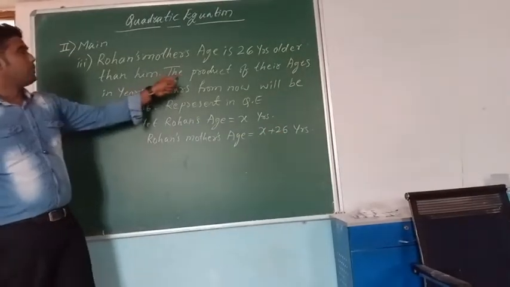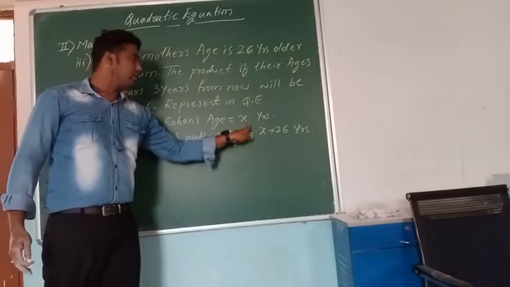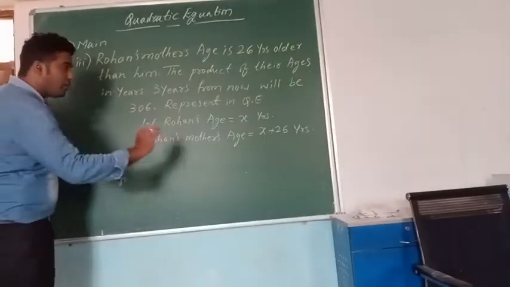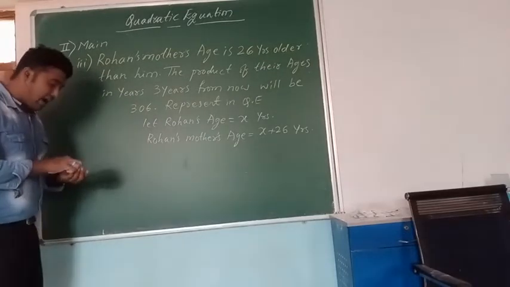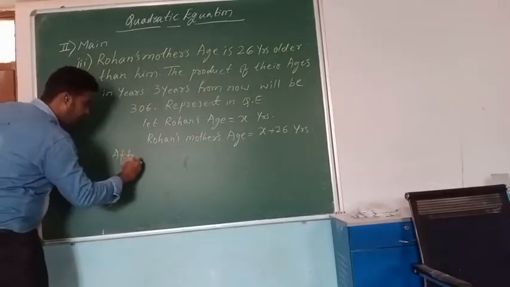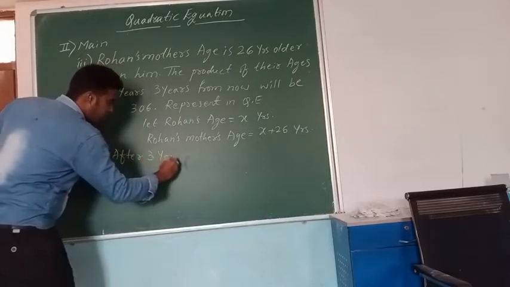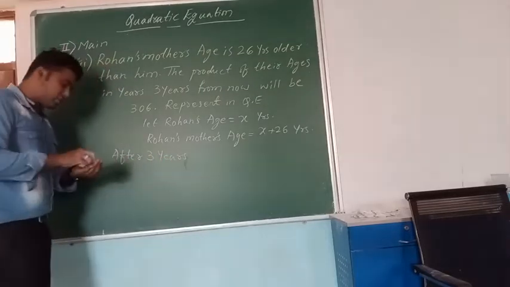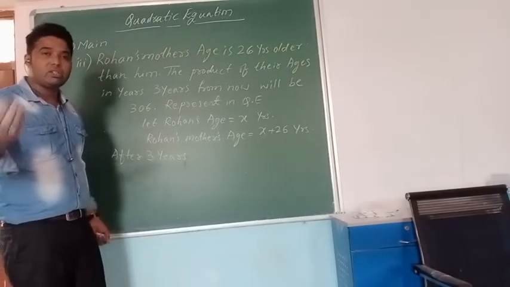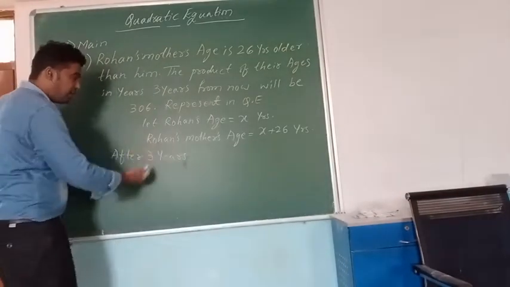Now, what they gave? The product of their ages in 3 years from now. Whenever they say from now, it means after 3 years. If you are 15, after 3 years you will become 18. If your mother is 50, after 3 years she will become 53. So after 3 years, what happens?